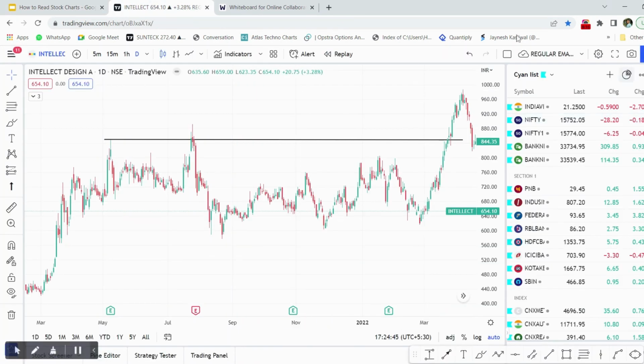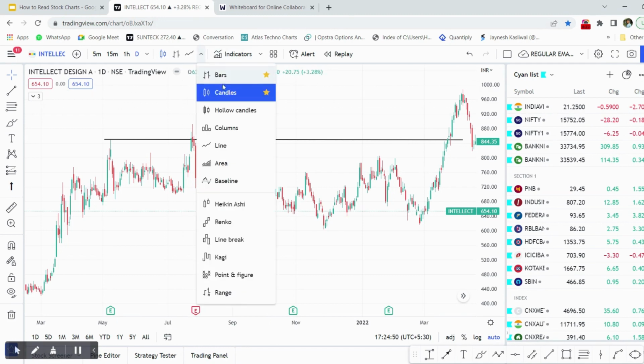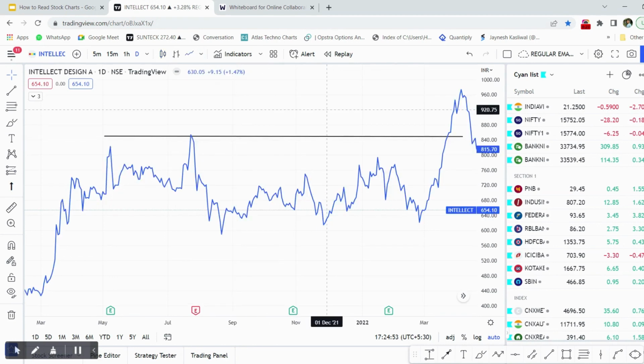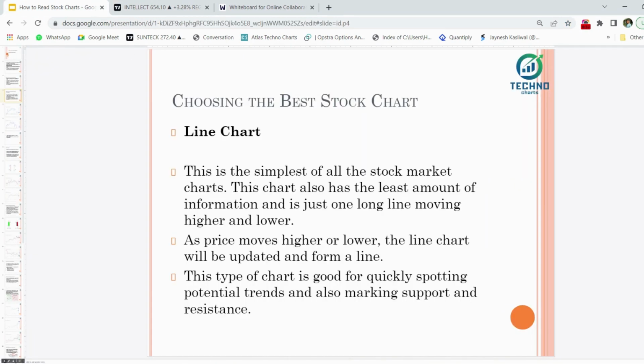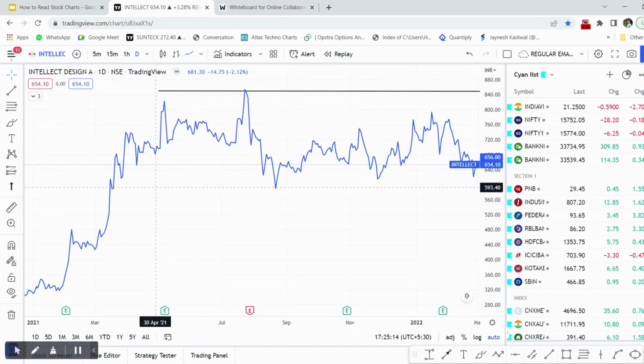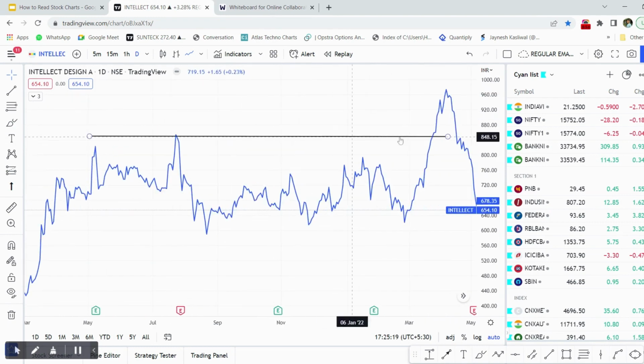So if you go to tradingview.com, here we have an option of bar style, and in this we can see there's an option of line chart. As we can see here, it only plots the price of the opening and the closing. The problem with the line chart is it does not show the high and the low price of that day or of that particular time period. As the price moves higher or lower, the line chart will be updated and form a line. This is good for spotting resistance and support only, because in case we do not want the wicks and the tails, we can directly use the line chart, which avoids the noise that is present in different types of chart.